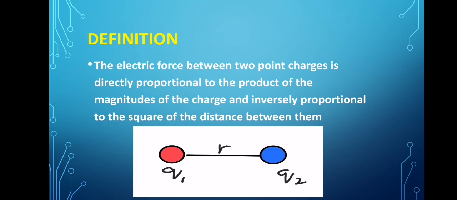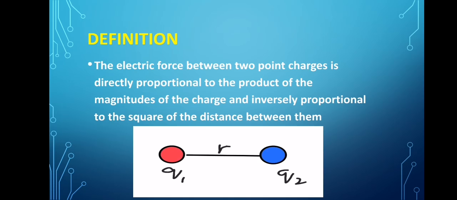We have two charges Q1 and Q2. The electrostatic force between these two charges is directly proportional to the product of the magnitude of the charges. Here the product of the magnitude of both of these charges is Q1 Q2. You can say that Fe is proportional to Q1 Q2. And this force is inversely proportional to the square of the distance between them, where r is the distance between both of these charges. You can say that Fe is inversely proportional to r square.